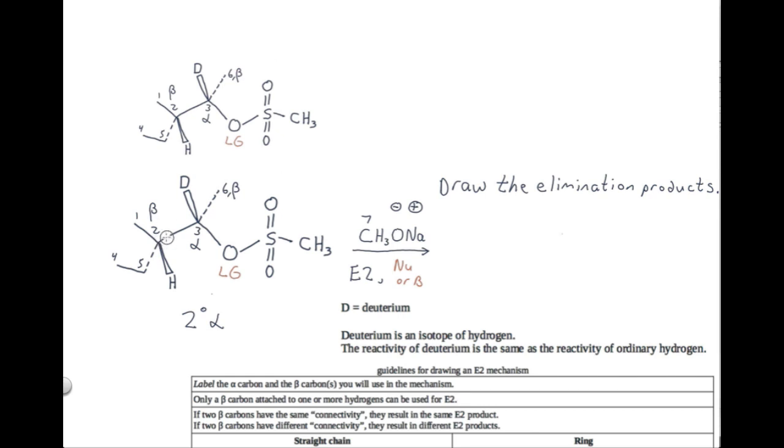I'm going to start by working out the E2 product using carbon 2 as the beta carbon. So I'll erase this beta label here to show that right now I'm going to use carbon 2 as the beta carbon. But I need to remember that eventually I need to go back and use carbon 6 as the beta carbon if I want to show both elimination products.